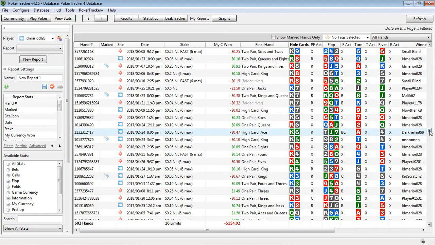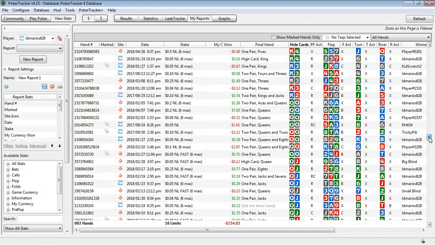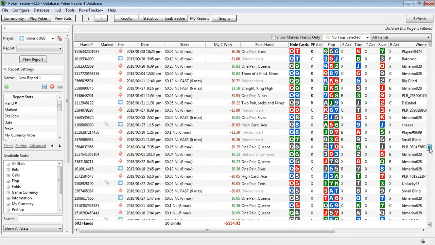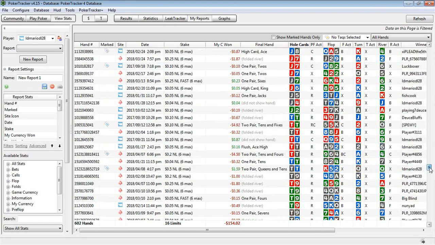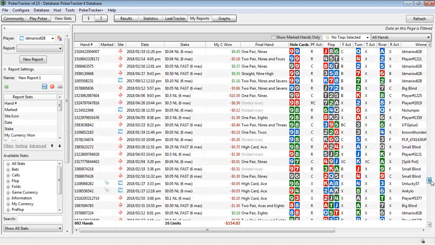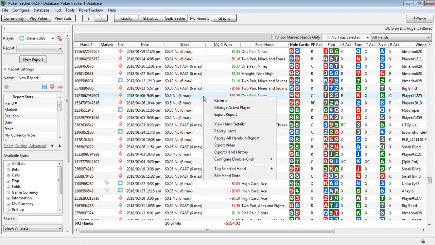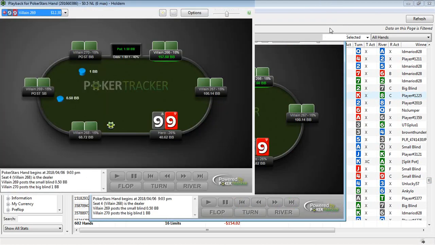Let's take a look at one more hand. We have a little bit over 20 minutes left. I want to take a look at a hand like pocket nines. Let's take a look at this one here that we lost big on. Call, bet, check, call. Yeah, this looks like a good one to check out. This one should be an interesting hand.